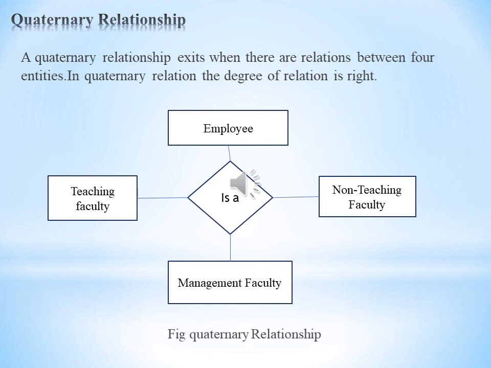Next is the quaternary relationship. It exists when there is a relationship between four entities. In this relationship, the degree of the relationship is 4. The figure shows the teaching faculty, employees, non-teaching faculty and management faculty entities. These are the four entities: employee, management faculty, teaching faculty and non-teaching faculty.